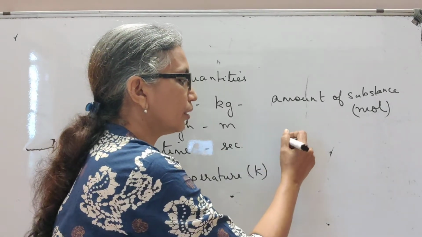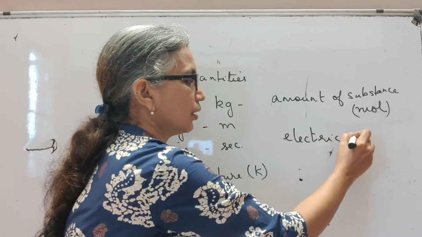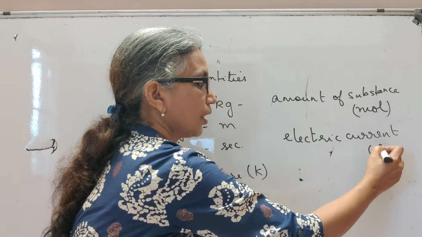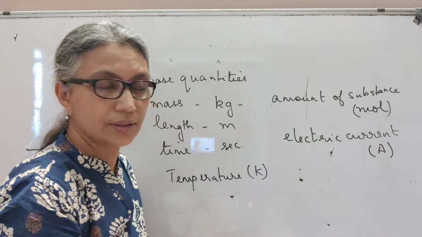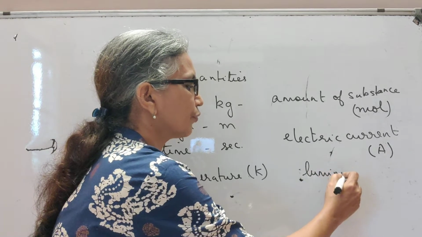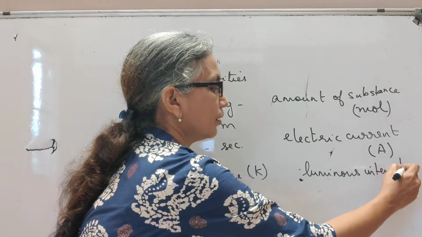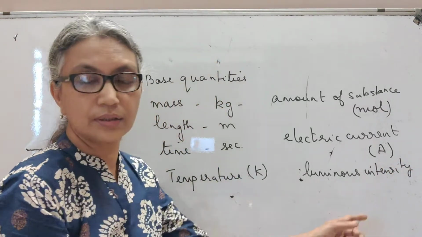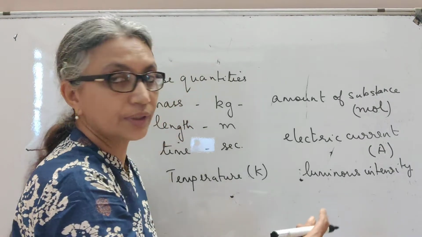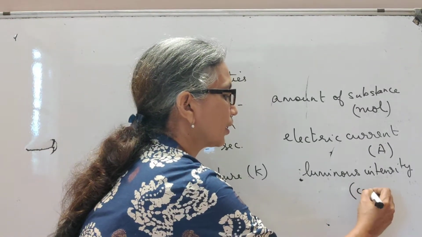Then we have electric current, which you have done in 10th standard. Electric current is also a base quantity, whose SI unit, as you already know, is the ampere. And luminous intensity, you must have come across intensity in the chapter on light in 10th standard. If not, you will be learning this in 12th standard. Luminous intensity has to do with the intensity of electromagnetic radiation, and its SI unit is candela.